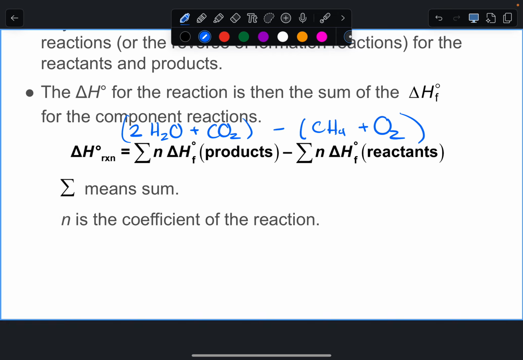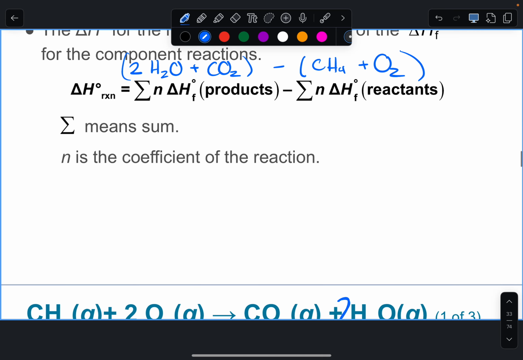The reason why we subtract is because we're flipping it. Okay? So this is on the exam equation sheet. You can just remember it as products minus reactants, as long as you know that you've got to multiply them by their coefficients. So you don't actually have to go the long way. You can do it this way. So we're going to do 2 more problems that are just like that using this equation so you can practice doing it.